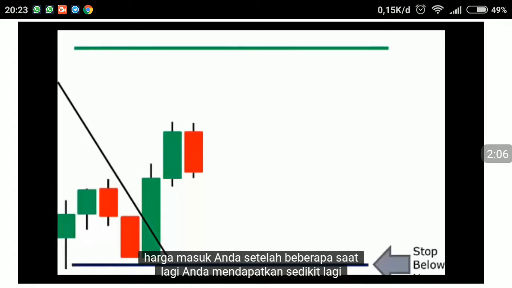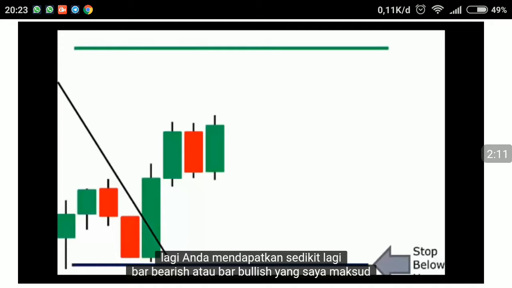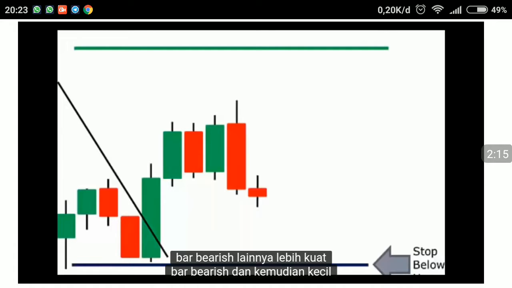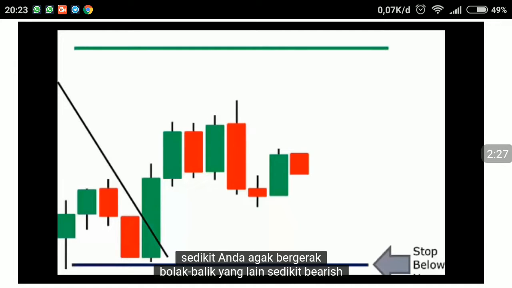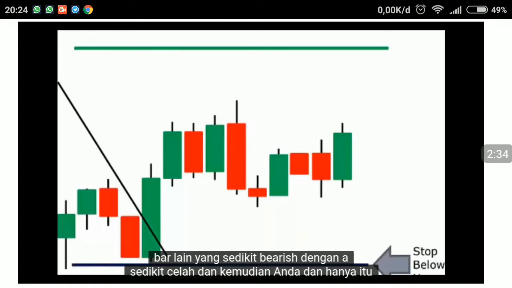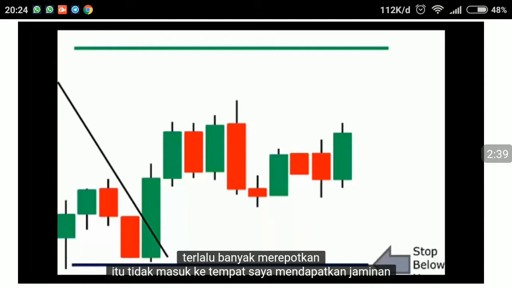After a little while longer, you get another slightly bullish bar. Another bearish bar, this is a stronger bearish bar, and then subsequently a tiny little bar, which is another slightly bearish bar with a small body. Looks like price is coming back a little bit, kind of moving back and forth. Another slightly bearish bar, another slightly bearish bar with a bit of a gap, and then that's it. It's okay, well, I'm going to bail out. This is just too much of a hassle. It's not going anywhere. I can bail out.